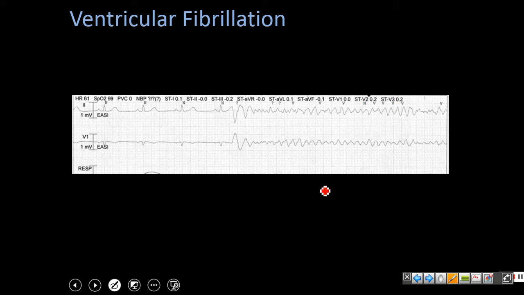And here's an example of ventricular fibrillation. This is very coarse. This one starts with another R-on-T PVC. And that concludes ventricular rhythms.